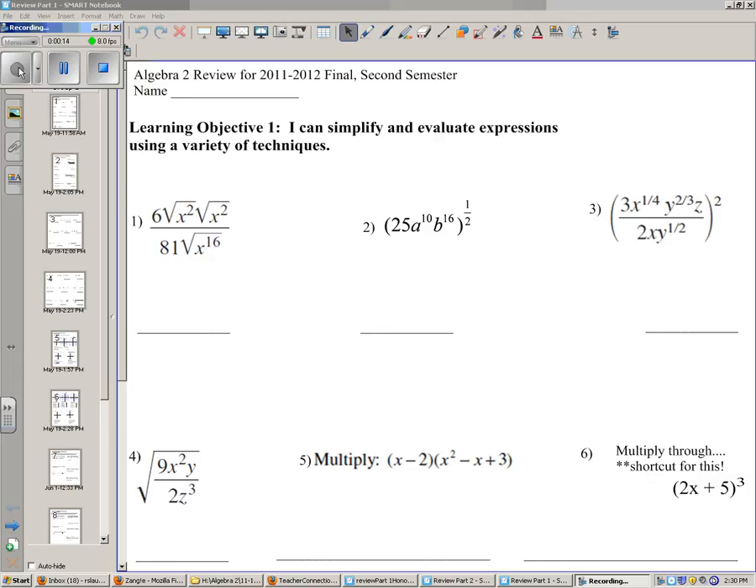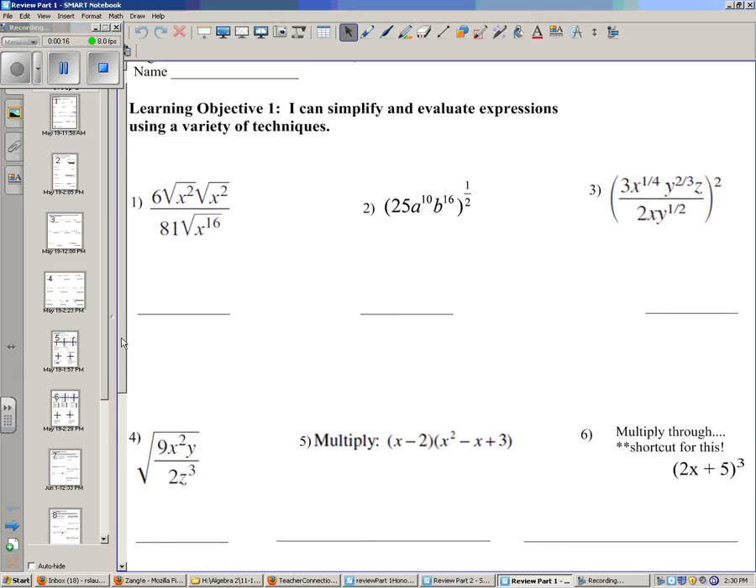I'm going to go through the problem with the roots, even though we did cover these in class. I still think there are going to be questions on this, and not all classes went through this. So on these problems for the roots, my goal is to take out as much as possible that's perfect. So on the first one, square root of x squared is x. Same on the other one.